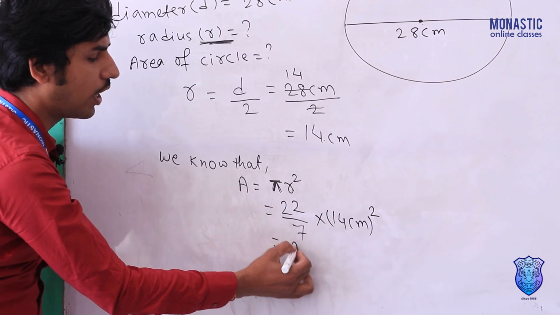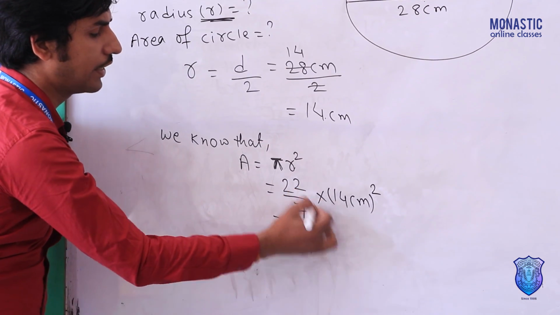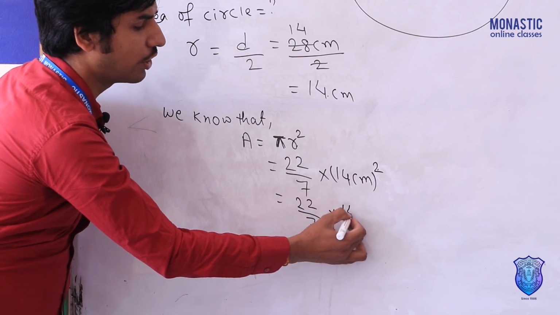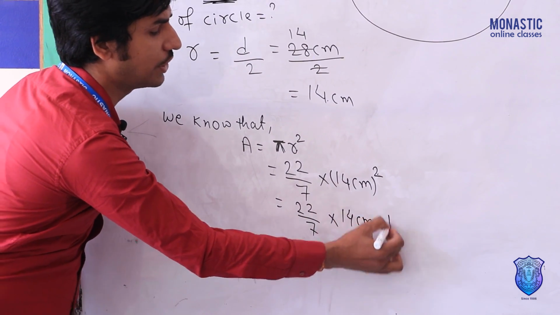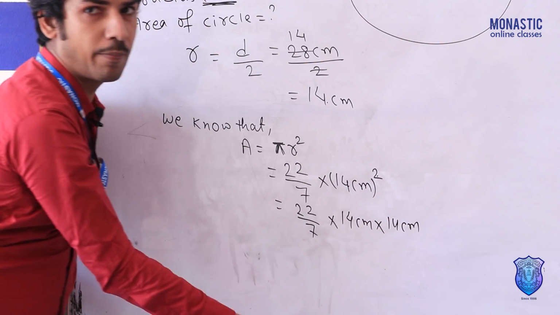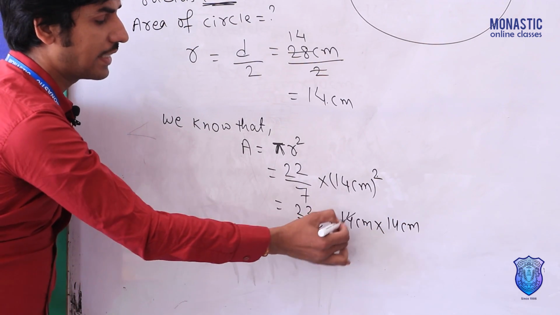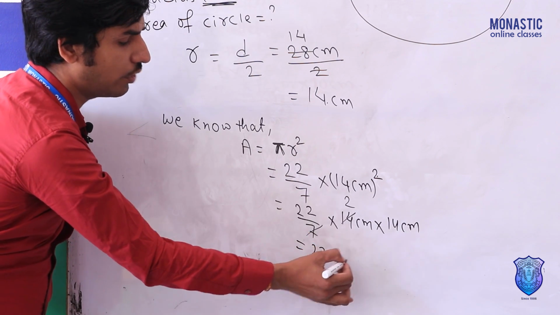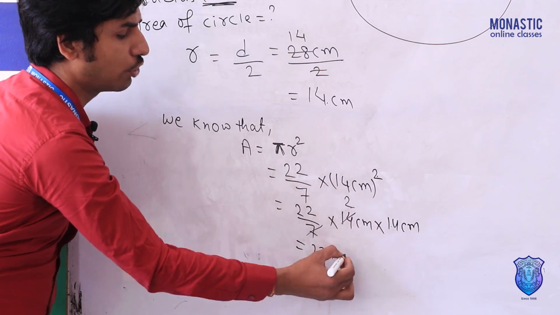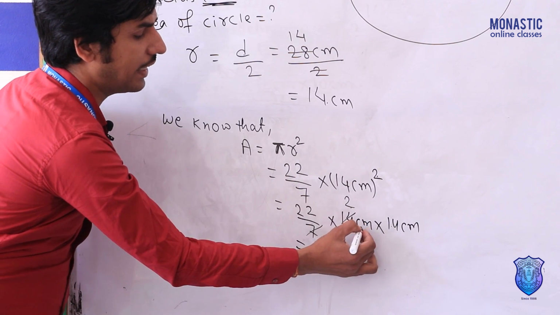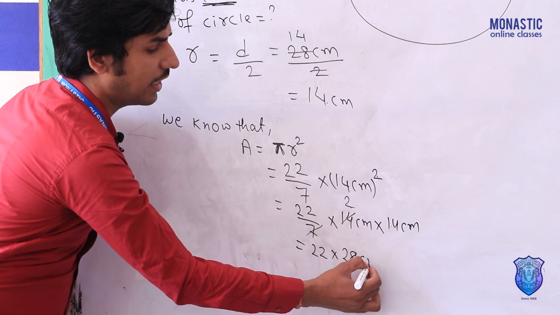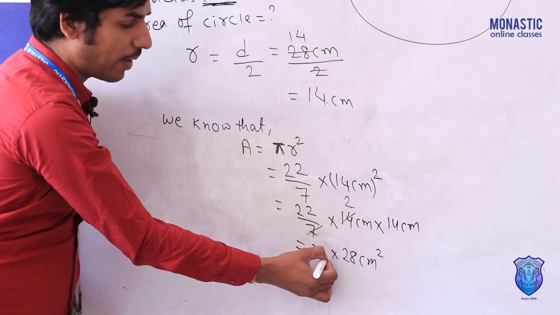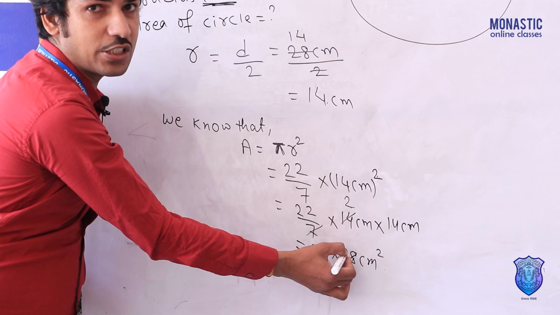After this, what do we have to do? Take 22 by 7. Square means what? 14 cm into 14 cm. So how much is coming? 7 2s are 14. After this, take 22 into 14, that is 28. Centimeter into centimeter, a square centimeter. So when you multiply both, how much is coming?